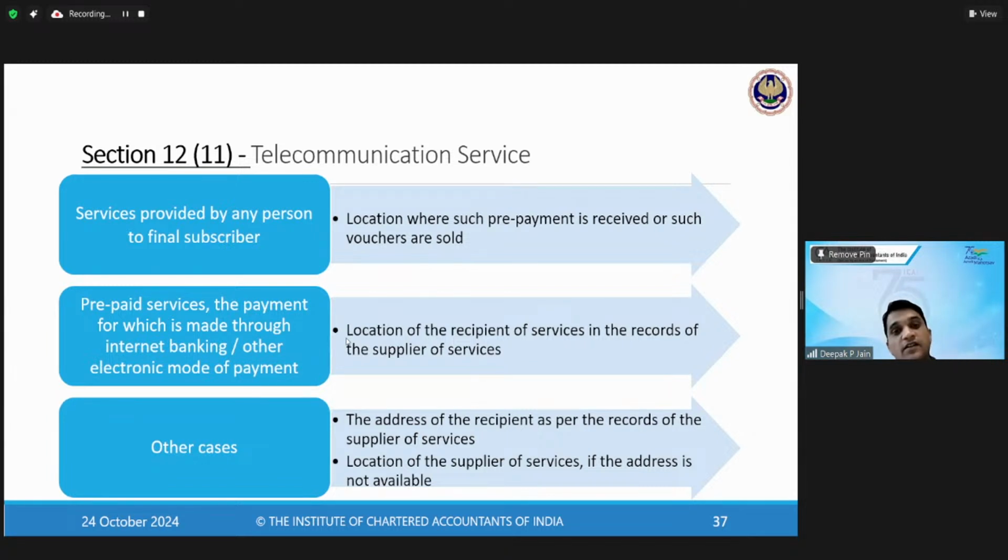Post rate can be, for example, Wi-Fi. Yes, it can be Wi-Fi. It can be landline connections also. That is all postpaid services. Clear, Bhavna?